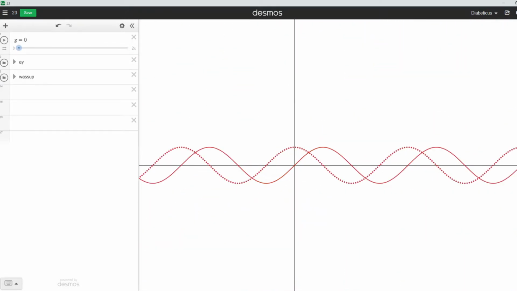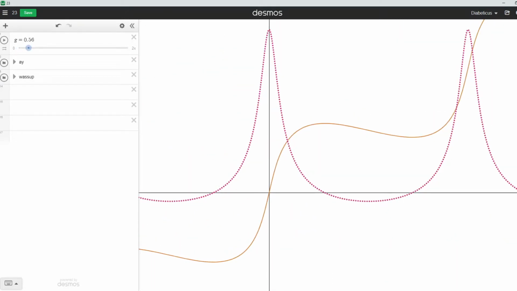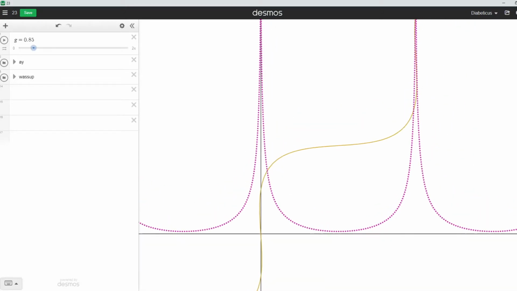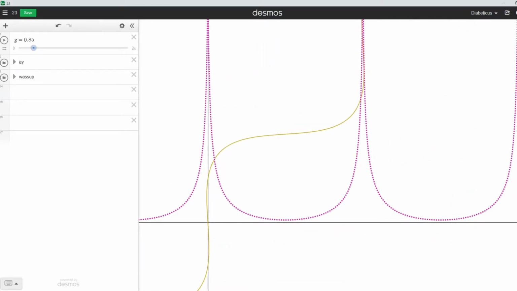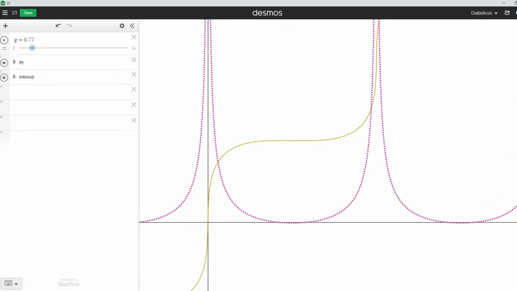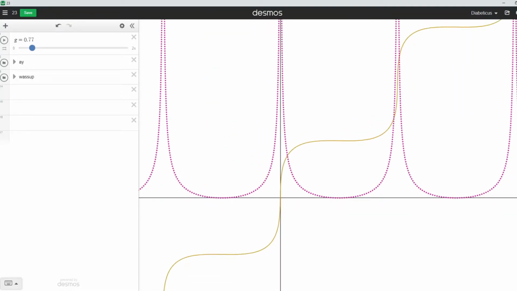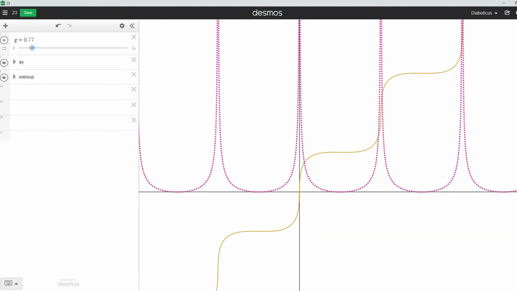As you can see here, when there's a vertical slope on the sine curve, then there's going to be an undefined part of the derivative. And then when there's a 0 part, then the derivative is 0, like I said. And that's all well and good.